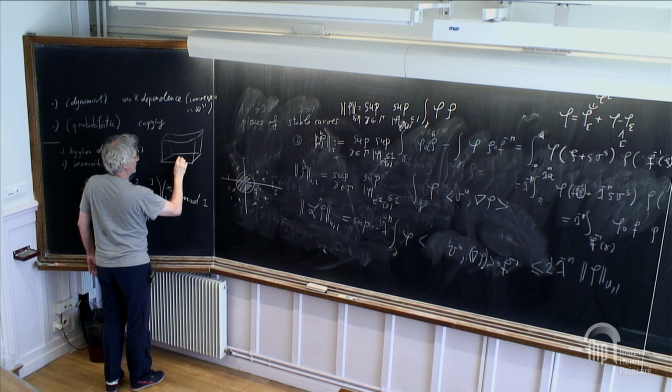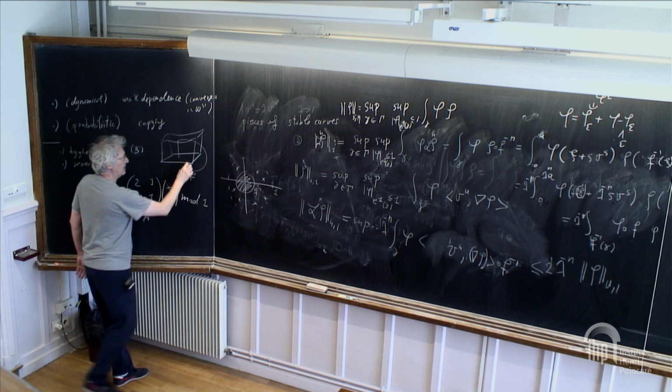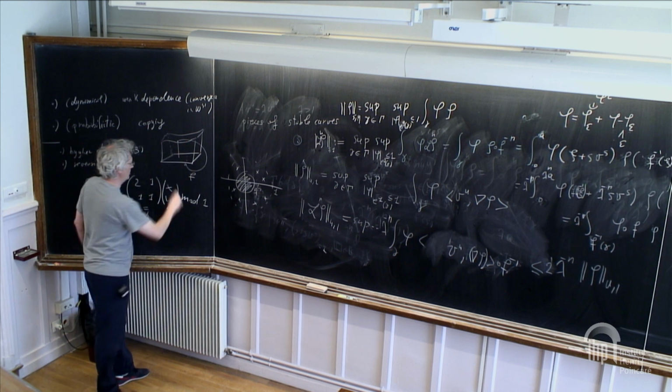So the dynamical system is like that. I go up with speed 1. When I get to the ceiling, I come back with the map F. And then I keep going up at speed 1. So this is called the suspension.